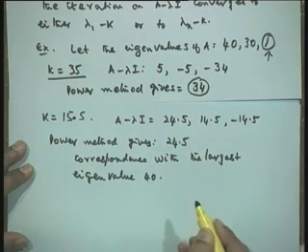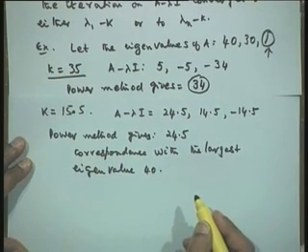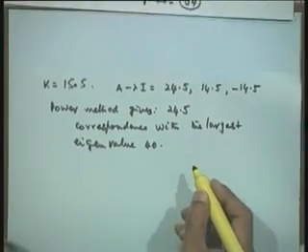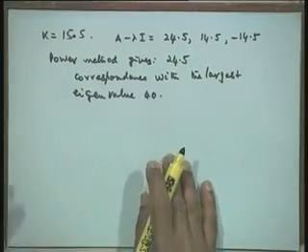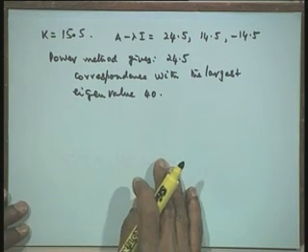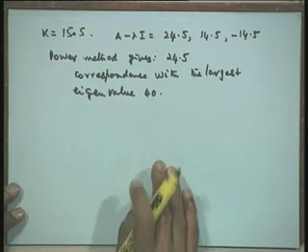Correspondence is with the largest eigenvalue, which is 40. Therefore, irrespective of the value that we choose here, the iteration is going to converge either to the largest eigenvalue in magnitude or the smallest eigenvalue in magnitude. But what was the need actually to introduce this particular shift of the origin?